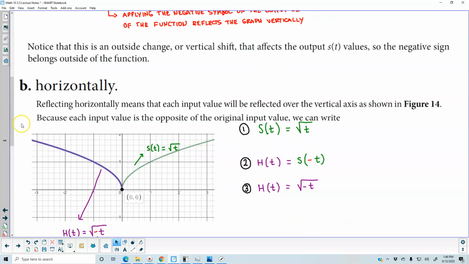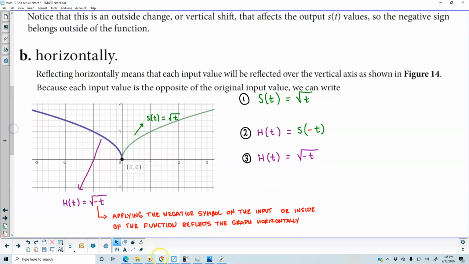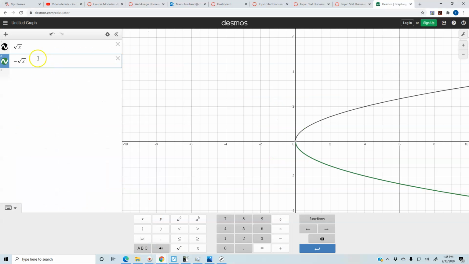So let's take a look at Desmos. Here, we're going to write the square root function and then put the negative on the inside of the radical and then put x. And now you can see that it is being reflected across the vertical, or the y-axis. So it's a horizontal change because you're basically applying the negative to the input. So that's why you're reflecting it horizontally.